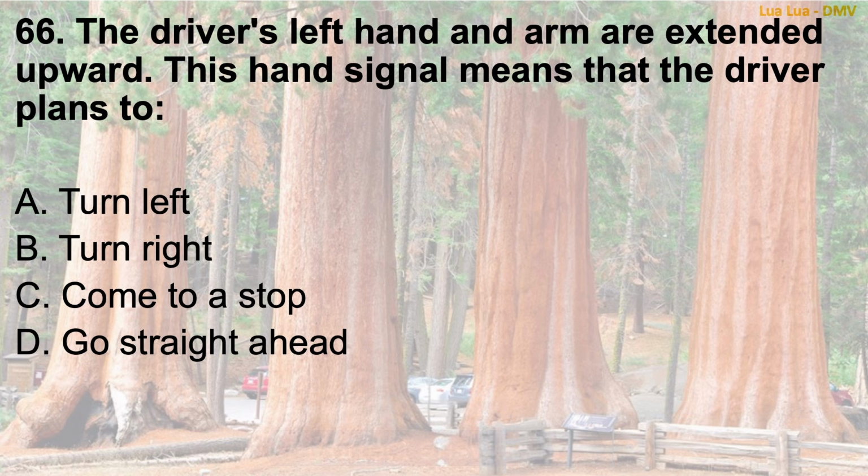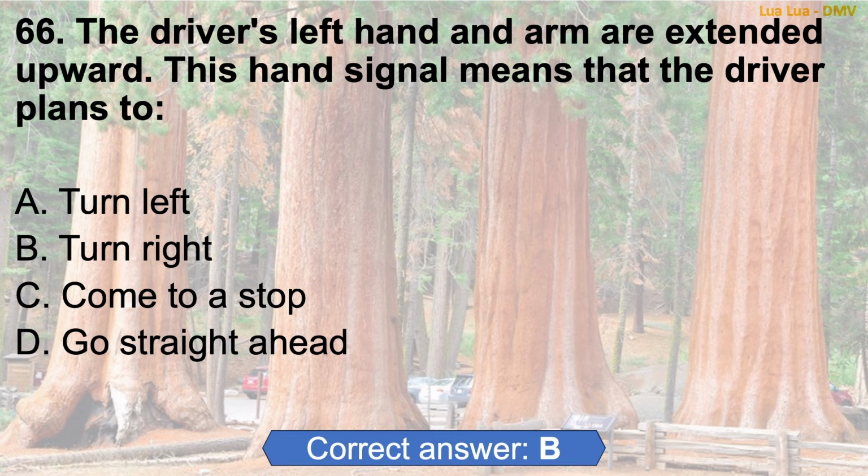Question 66. The driver's left hand and arm are extended upward. This hand signal means that the driver plans to A. Turn left. B. Turn right. C. Come to a stop. D. Go straight ahead. The correct answer is B. Turn right.